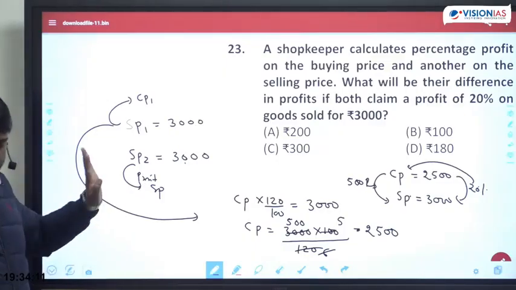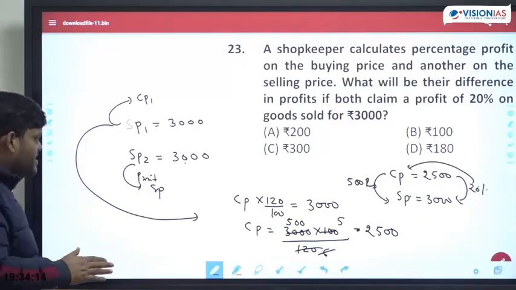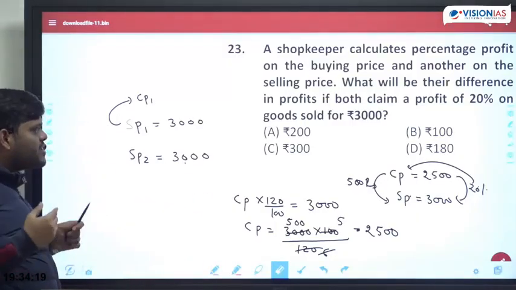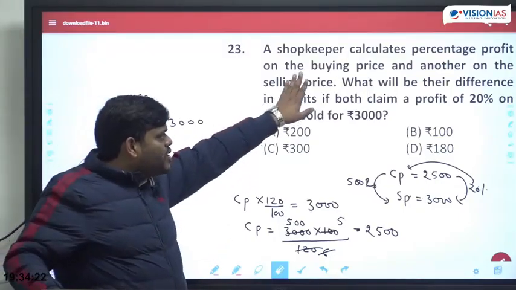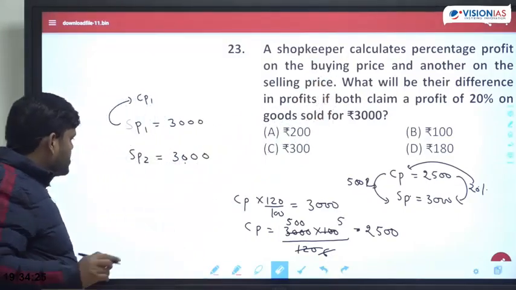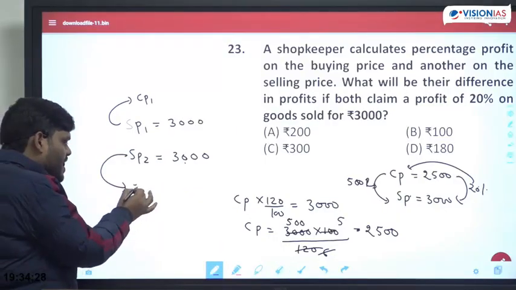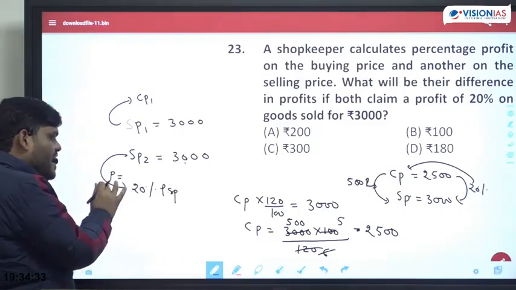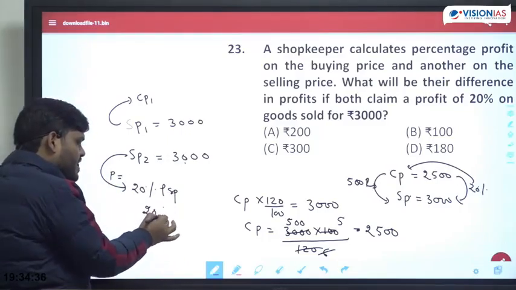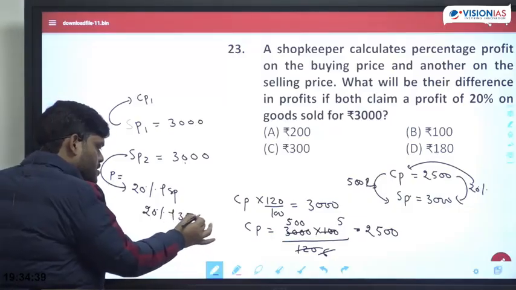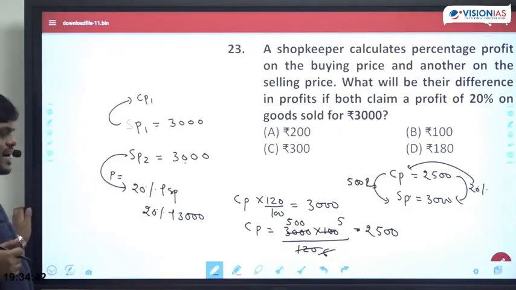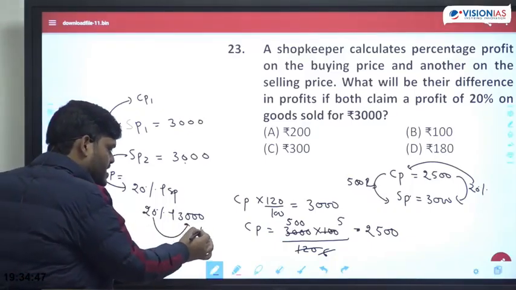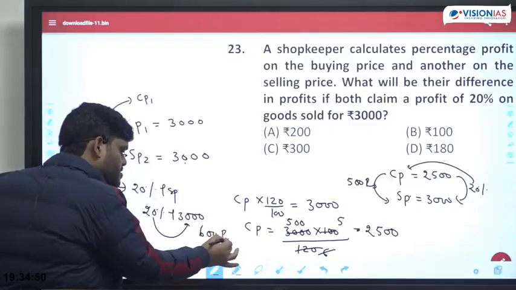What is in the second case? The second case is the person is calculating the profit on the selling price. So if we calculate the profit on selling price, that means 20% of SP will be the profit. And what is 20% of SP? 20% of 3,000. And what is 20% of 3,000? 20% of 3,000 is simply 600 rupees.